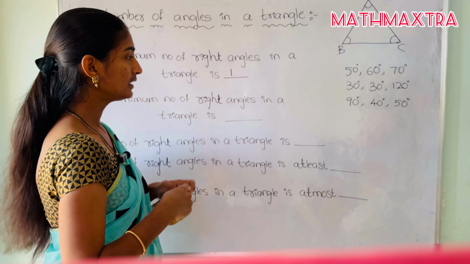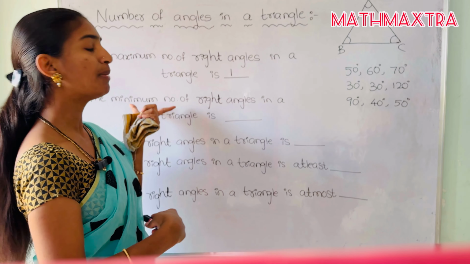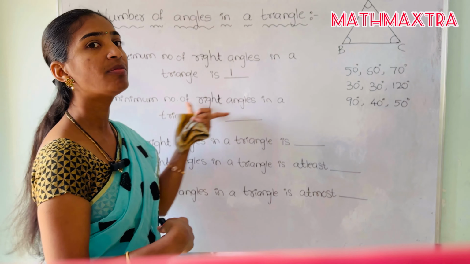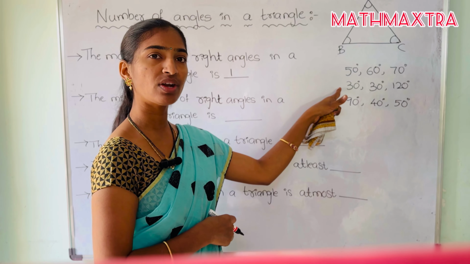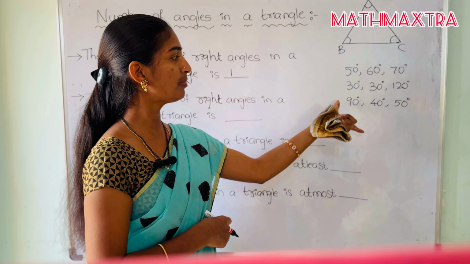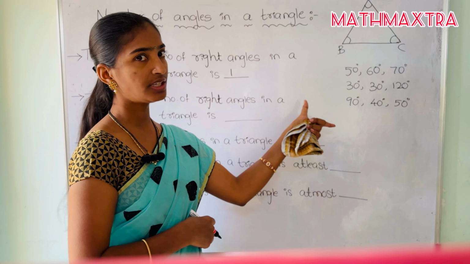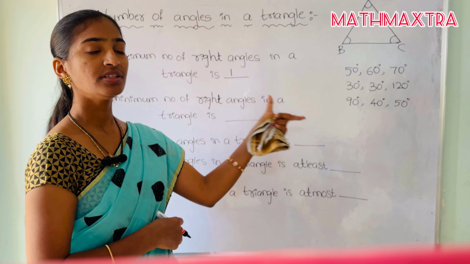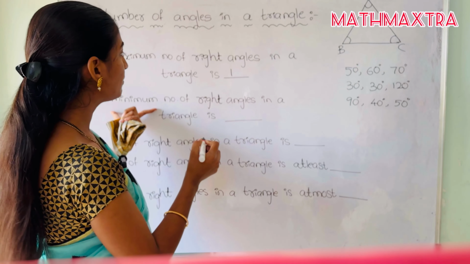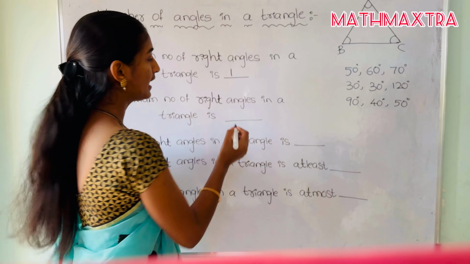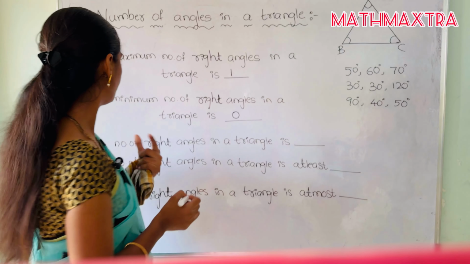Then now tell me, what is the minimum number of right angles in a triangle? See, in this case 0 right angles. In this case also 0 right angles. See, what is the minimum number among these three? 0 right angles is also possible, right? So that is the minimum case. That is why the minimum number of right angles in a triangle is 0.